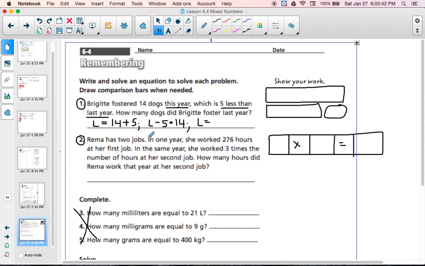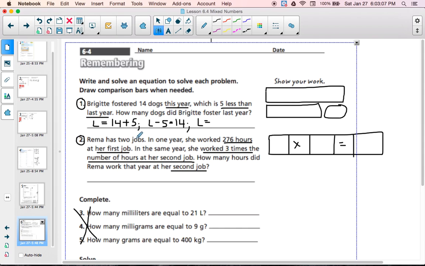Now, Rima has 2 jobs. In 1 year, she worked 276 hours at her first job. In the same year, she worked 3 times the number of hours at her second job. How many hours did she work at her second job?